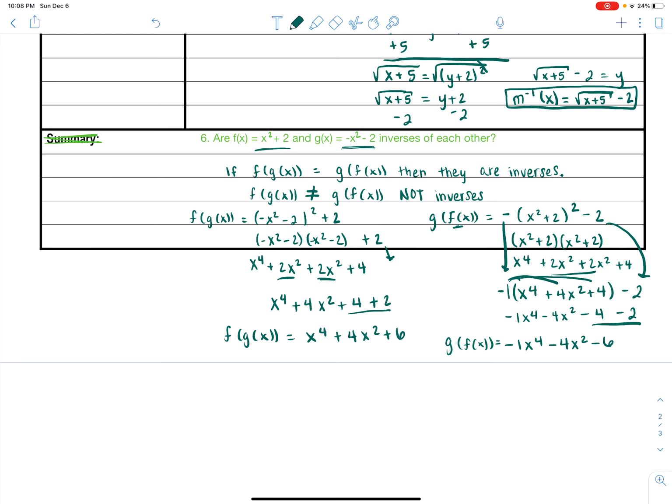So is this equal to that? Is f of g of x, x to the fourth plus 4x squared plus 6, equal to negative 1x to the fourth minus 4x squared minus 6? Those are not equal. So no, these are not inverses of each other. And that's it.